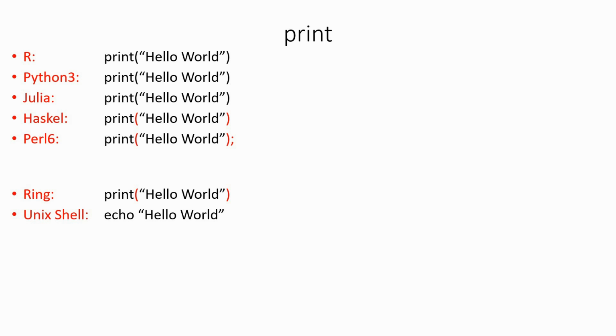In the Ring program, you cannot use the print command without first loading a specific file in which the print command is written. The specific file name is stdlib.ring. So first you will have to load that file with the load command and then after that you can use the print command. In addition to print commands, in some of these languages, there are alternative commands as well for printing the same strings on your screen.